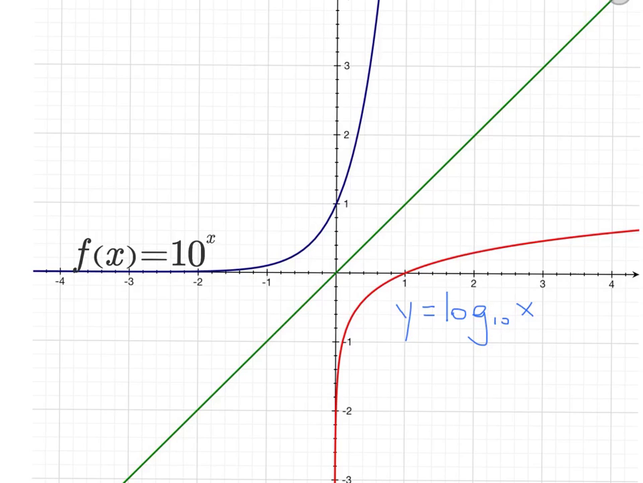But base 10 is special, so special that we usually write it just like that, without the base. So if you see a logarithmic expression without a base, you know that it must be base 10. Any other base, it has to be written down. So again, this is called the common logarithm.